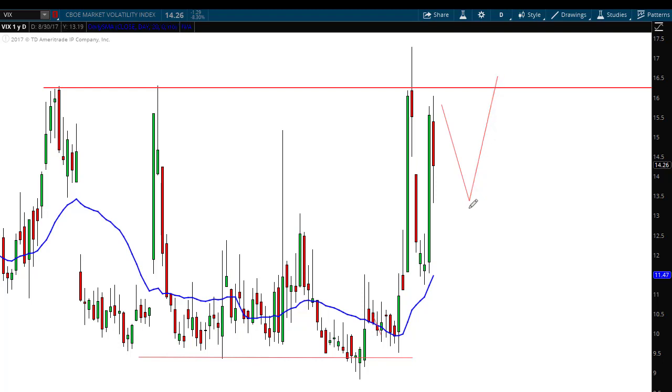So the VIX is the leading indicator. Keep that on your watch list. It's a very important tool, and it's important that you track it for risk management purposes as well.